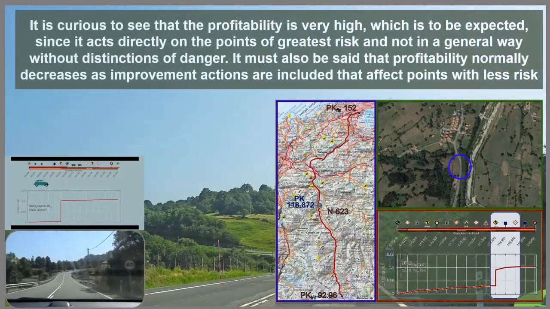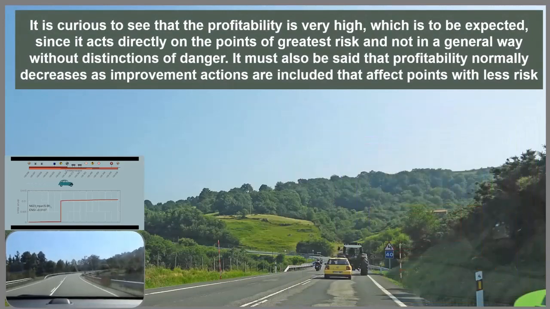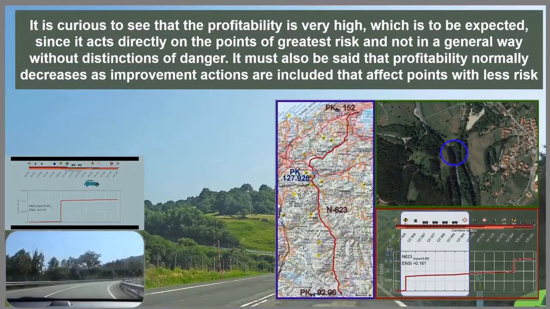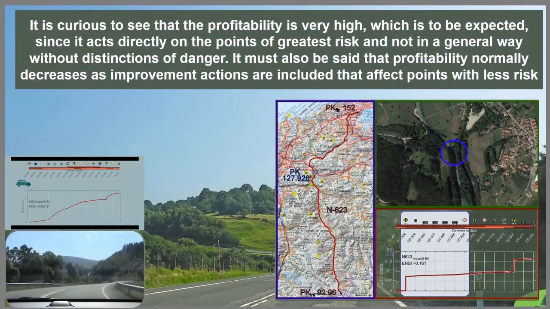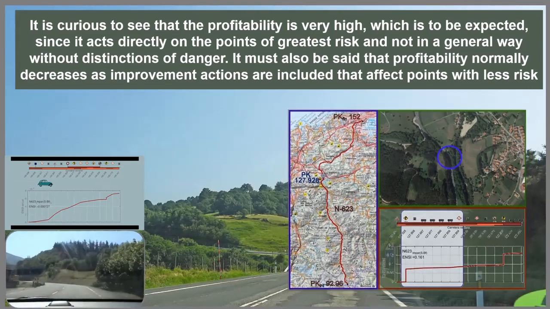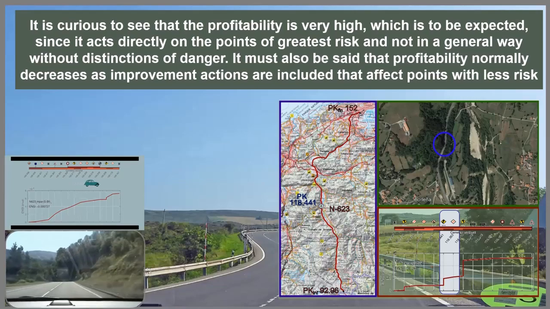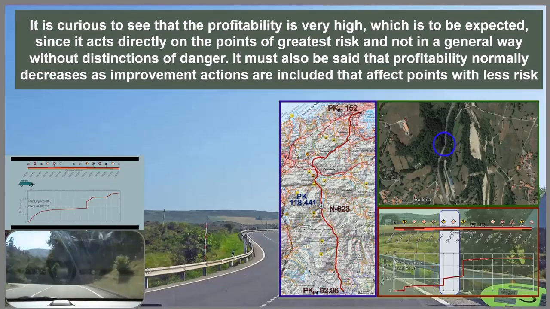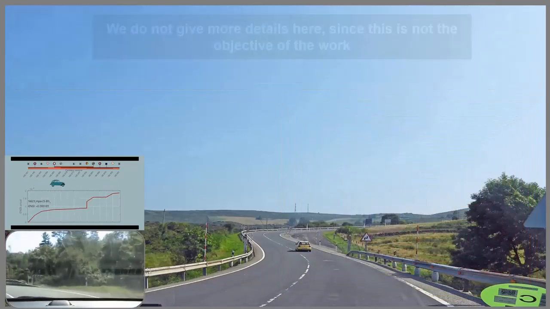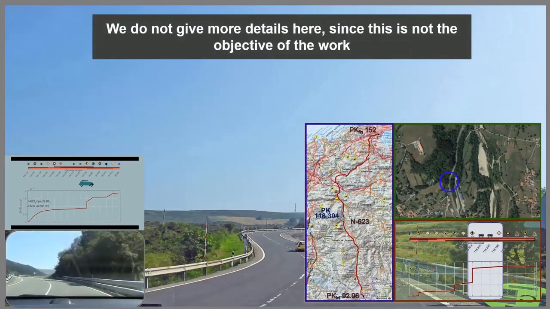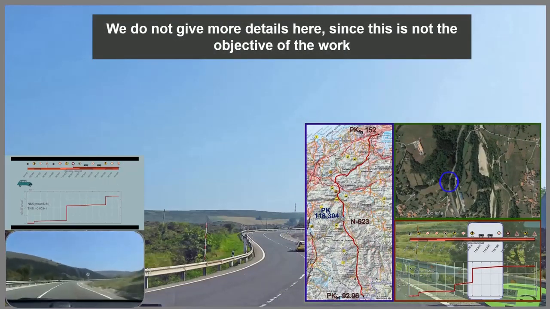It is curious to see that the profitability is very high, which is to be expected, since it acts directly on the points of greatest risk and not in a general way without distinctions of danger. It must also be said that profitability normally decreases as improvement actions are included that affect points with less risk. We do not give more details here, since this is not the objective of the work.